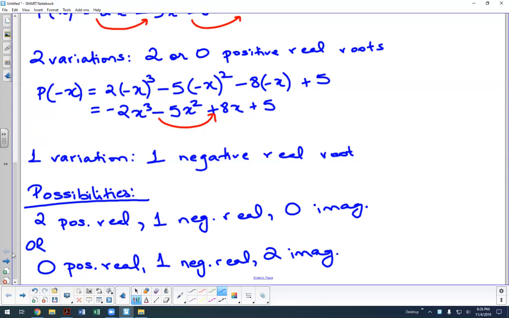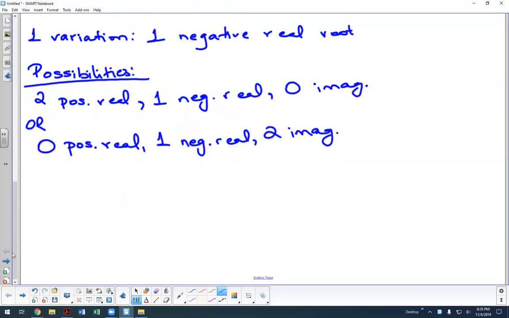Now let's look at the Theorem of Bounds. So this is where we find our upper and lower limits. So for the upper limit, remember you start dividing by 1, 2, 3, 4, 5, all positive numbers, till we get non-negatives on our bottom row of our synthetic division. Non-negative means they can be 0 or positive numbers. They just cannot be a negative on that bottom row.